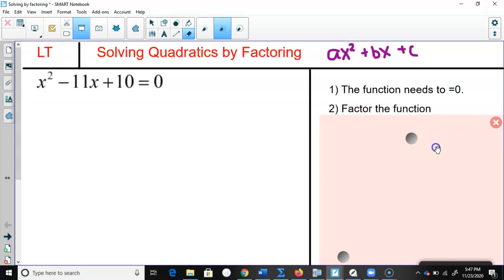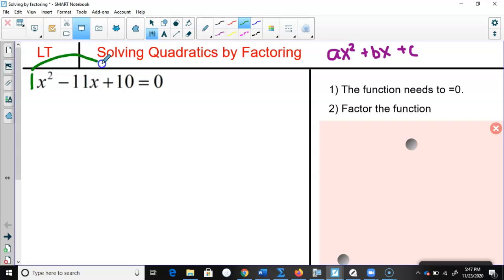The next step after that is to factor the function. Okay, I'm going to factor by grouping. So I'm going to look at this. I'm going to say my leading coefficient here is 1. I'm going to multiply that times the constant. That's 10. I need to think what times what multiplies to get 10 that adds to get my middle term.